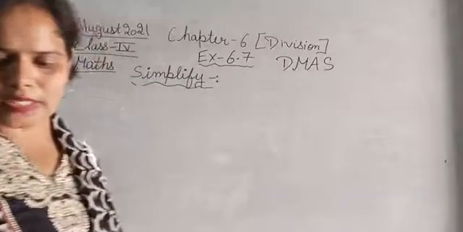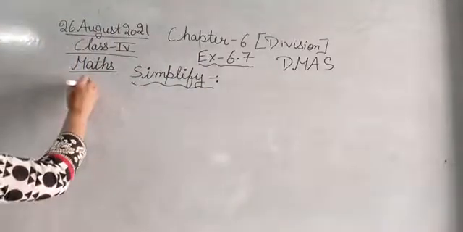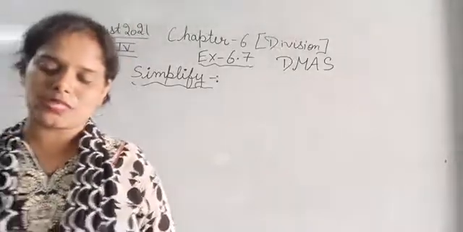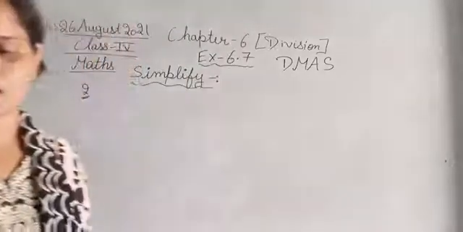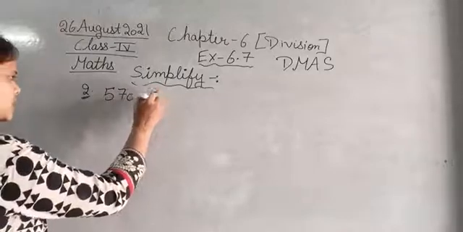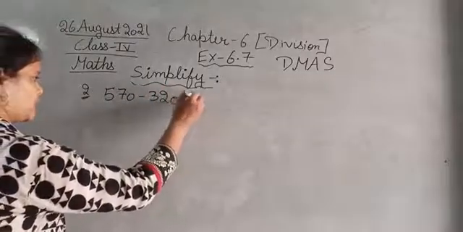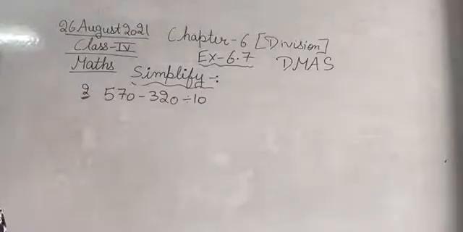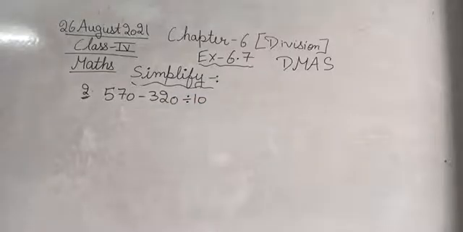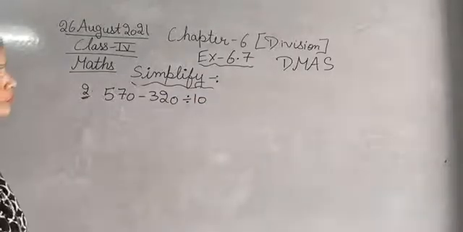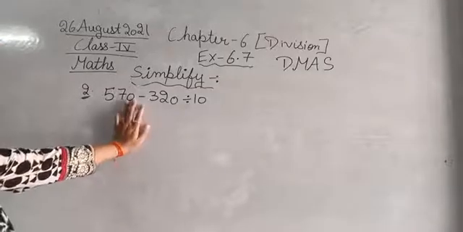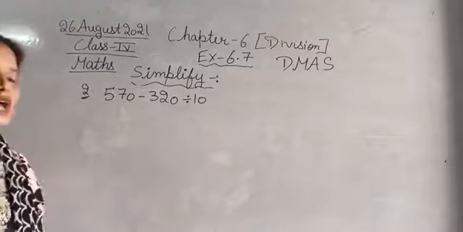Okay, question number 2 is 570 minus 320 divided by 10. Now we have question number 2 in which we have to subtract 320 from 570 and divide by 10. So how are we going to do it?